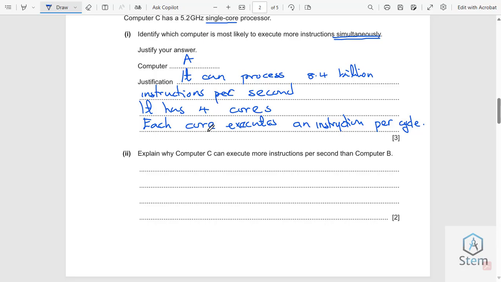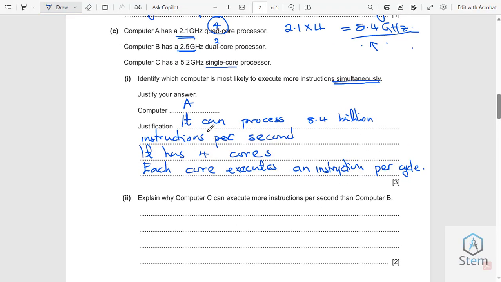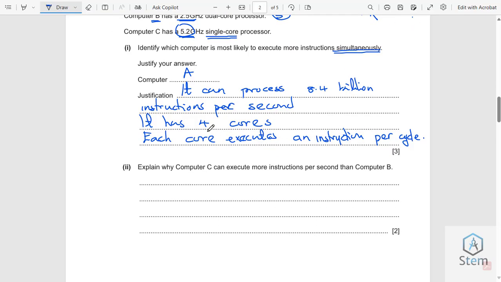Explain why computer C can execute more instructions per second than computer B. Well, if we look at computer C, it can do 5.2 billion instructions with its single core. Then computer B can handle 2.5 per core. In total, the two cores will do 5 billion instructions. So 5 billion is less than 5.2 billion. That is the challenge of computer B.